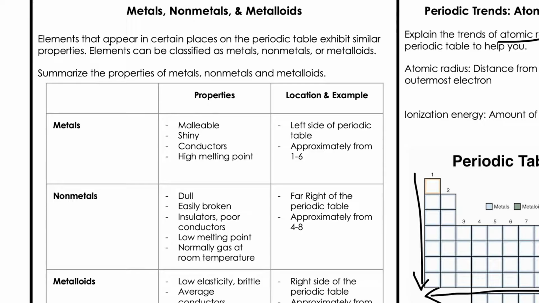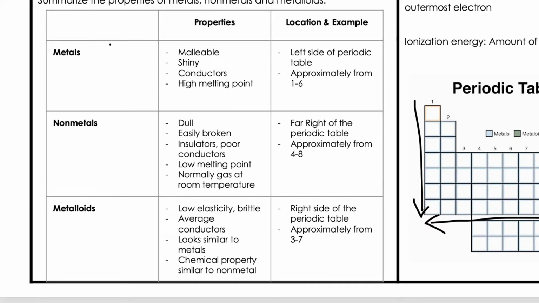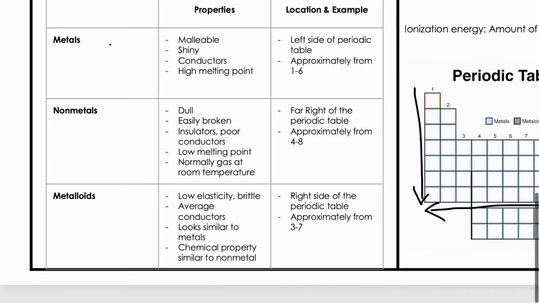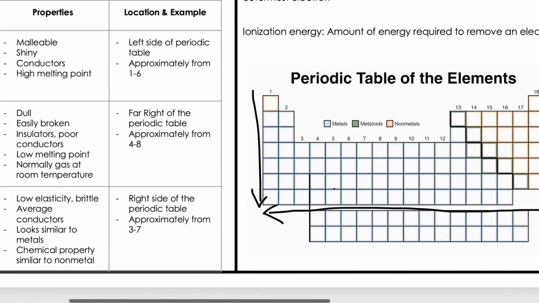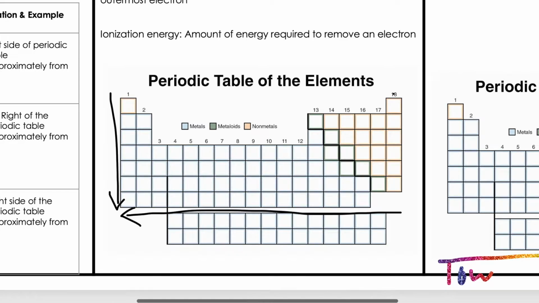Metals, nonmetals, and metalloids. Metals are malleable, shiny conductors with a high melting point. Nonmetals are dull, easily broken. They're the opposite of metals, basically. Porous, poor conductors, low melting point, normally gas at room temperature. Metalloids: low elasticity, brittle, average conductor, look similar to metals, chemical properties similar to nonmetals. Metals are at the left side of the periodic table. Nonmetals are on the far right side, and metalloids are on the right side, but in the middle here.